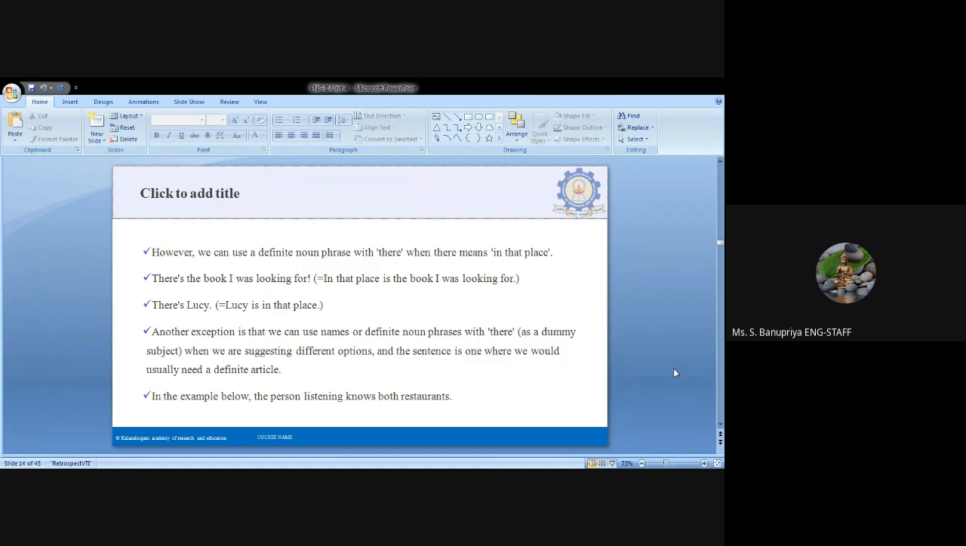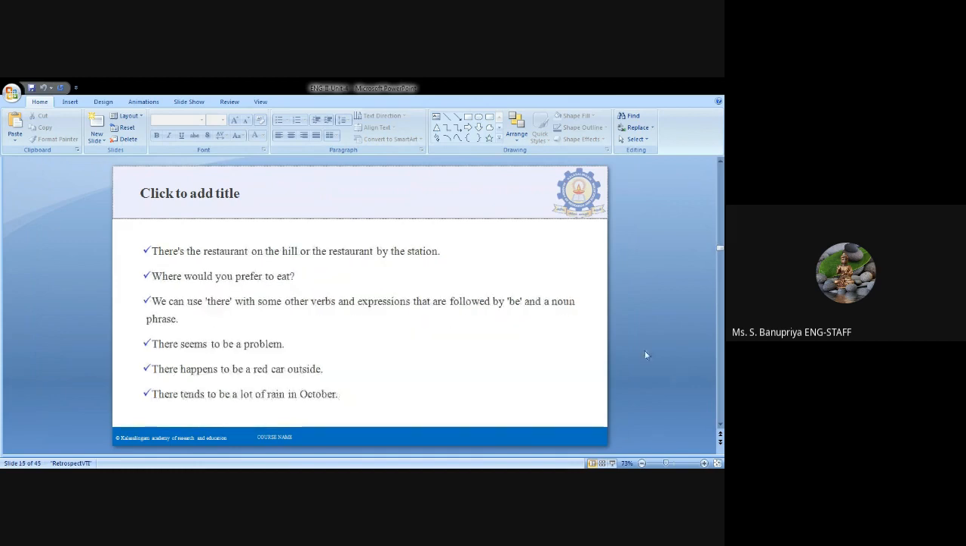Another exception is that we can use names or definite noun phrases with there as a dummy subject when we are suggesting different options, and the sentence is one where we would usually need the definite article. In the example below, the person listening knows both restaurants. There is the restaurant on the hill or the restaurant by the station. Where would you prefer to eat? Okay, these are all giving options.